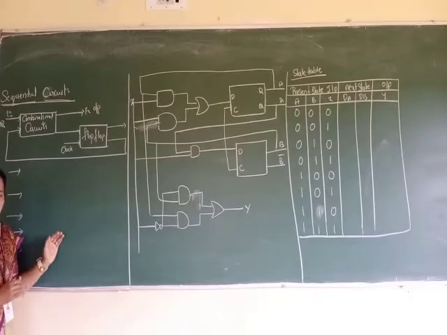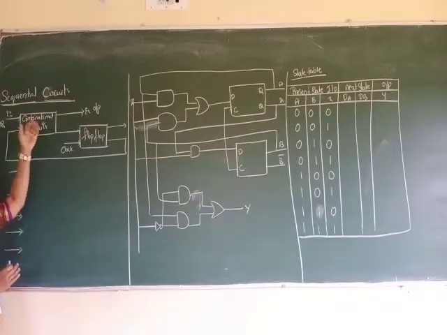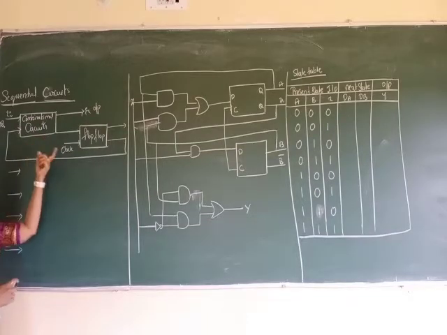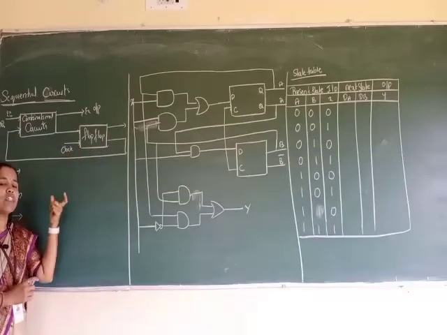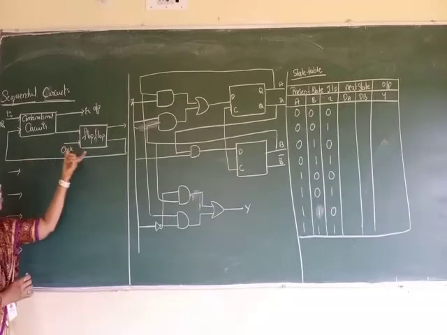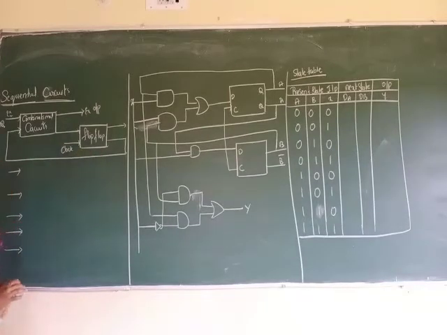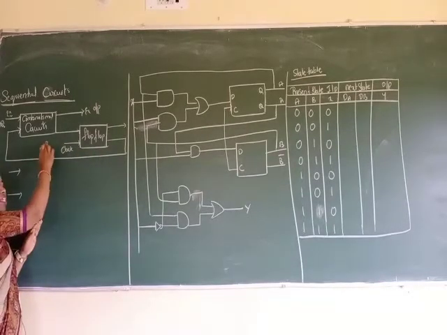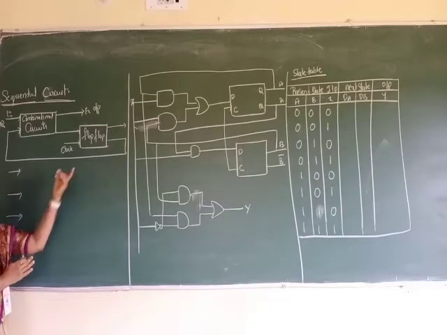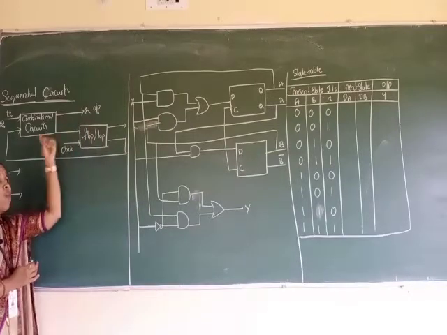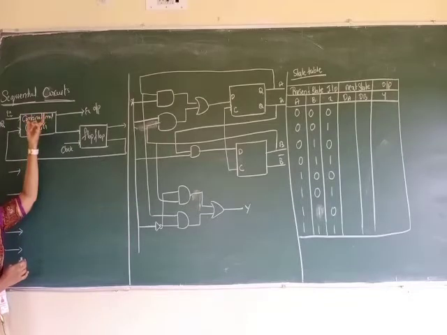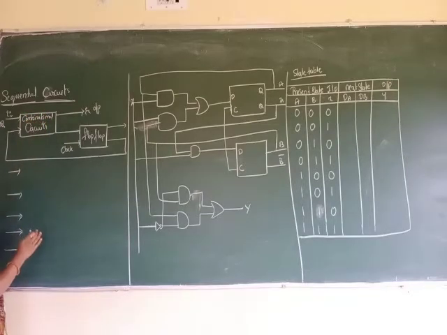From this diagram you can understand that sequential circuits are considered as an interconnection of combinational circuits as well as flip-flops. Here the combinational circuits are considered as gates. When they are included with the flip-flop, the overall structure is known as a sequential circuit.